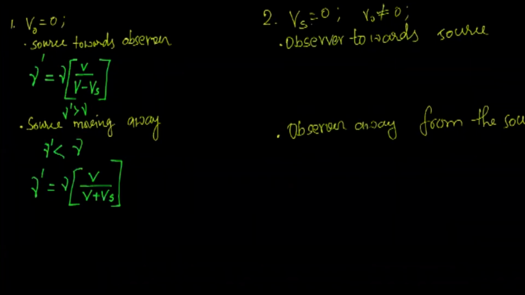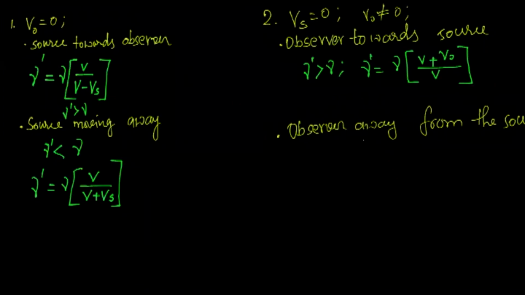Next case, the source is at rest and observer is moving with certain velocity V naught. Let us consider the first case, that is observer towards the source. Here observer is moving towards the source of the sound. In that case, the frequency nu prime must be greater as they are heading towards each other. So nu prime will be greater than nu. I can write nu prime equals nu into (V plus velocity of observer) divided by V in the denominator, as Vs is 0. Numerator is larger than denominator.